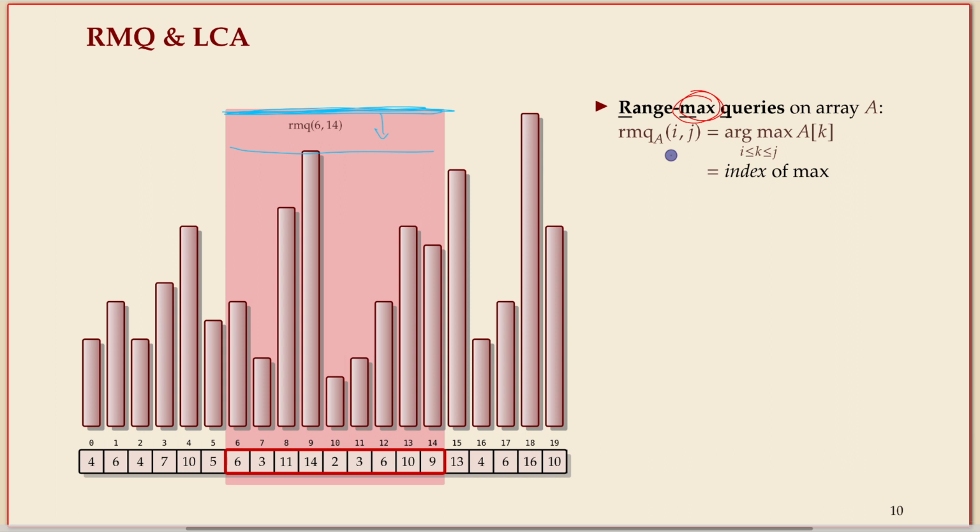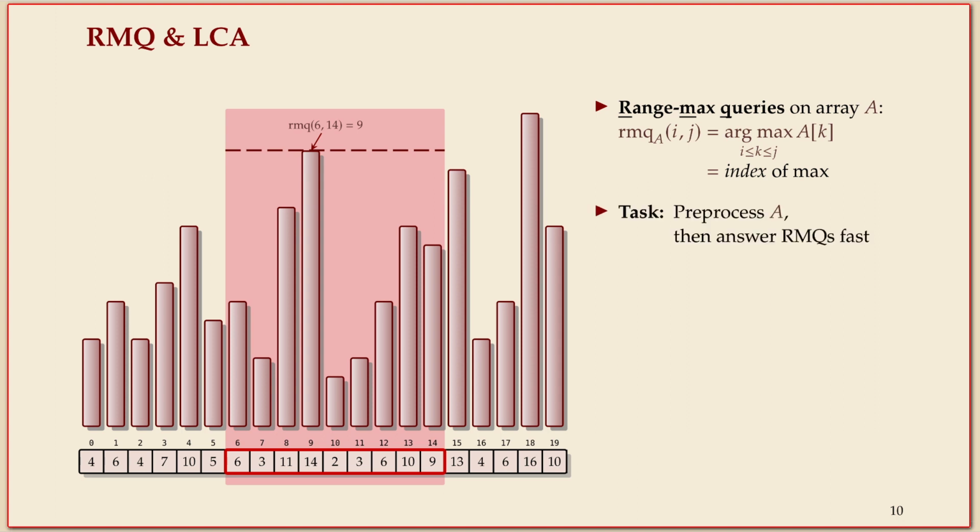So the RMQ on this slide means range max, and as always, it's the index, not really the value. Here's again the pole in nicer drawing. The task remains the same as before. You're given the array, and then we want to do fast queries at query time.